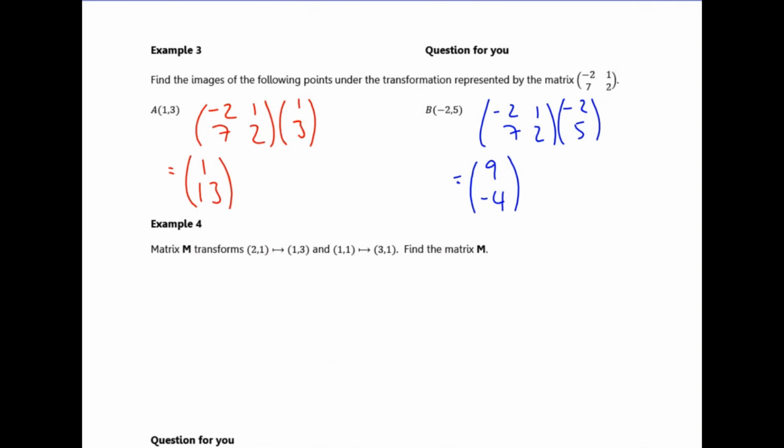So for this one, do the top row times the first column. So you get minus 2 times minus 2 gives you 4, plus 1 times 5 gives you 9. And then you do 7 times minus 2 gives you minus 14, plus 2 times 5 gives you minus 4 for that image.